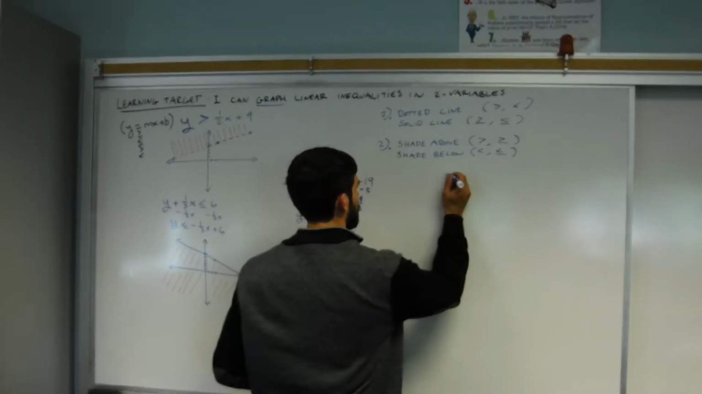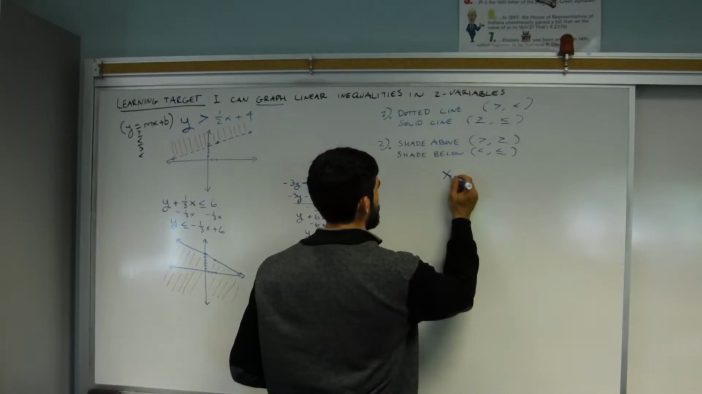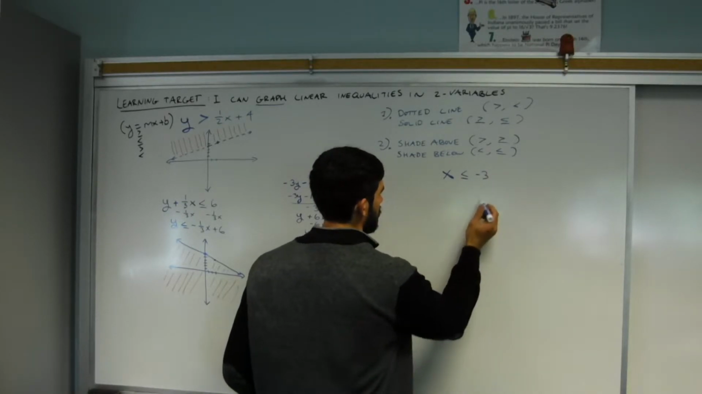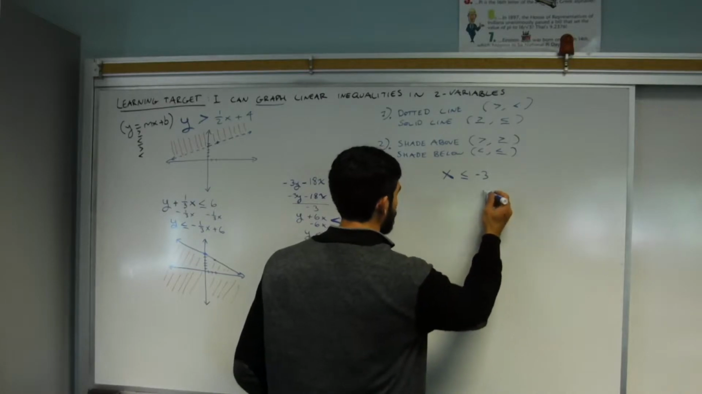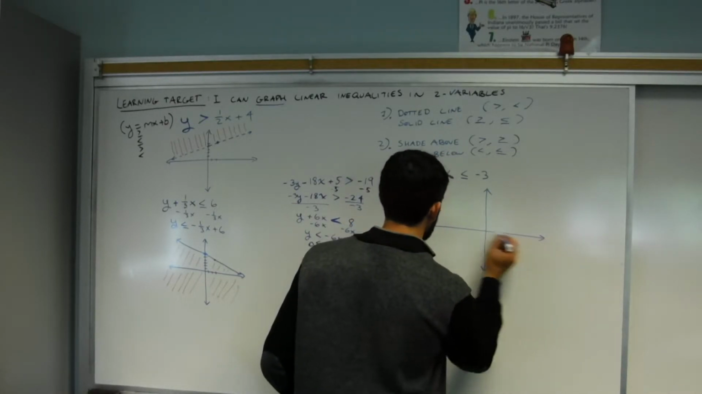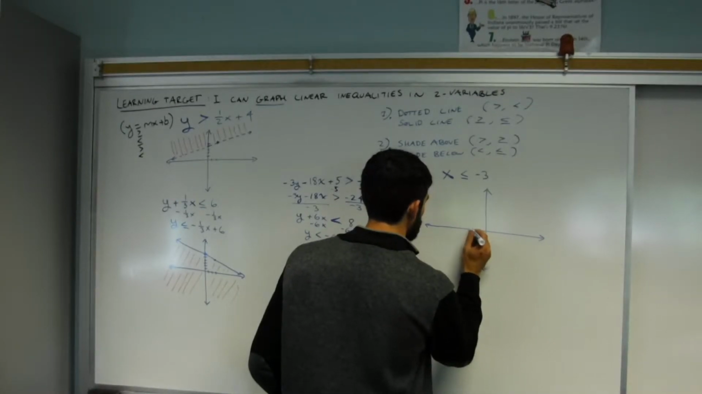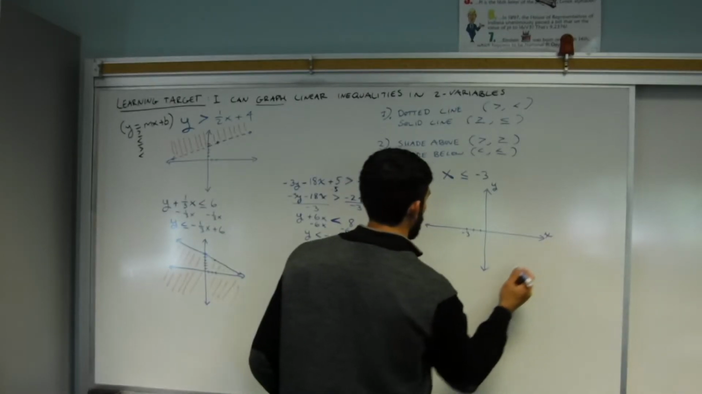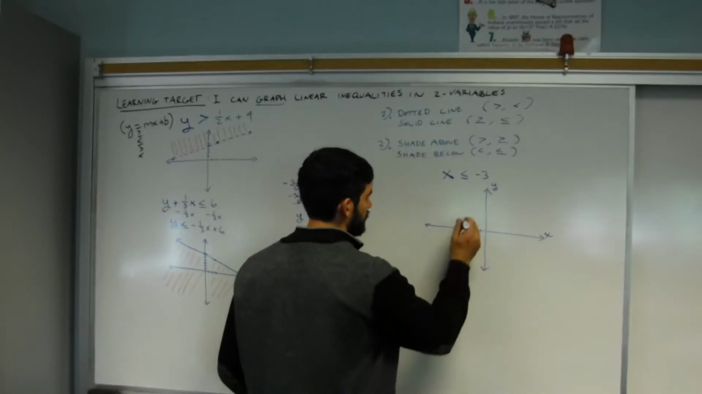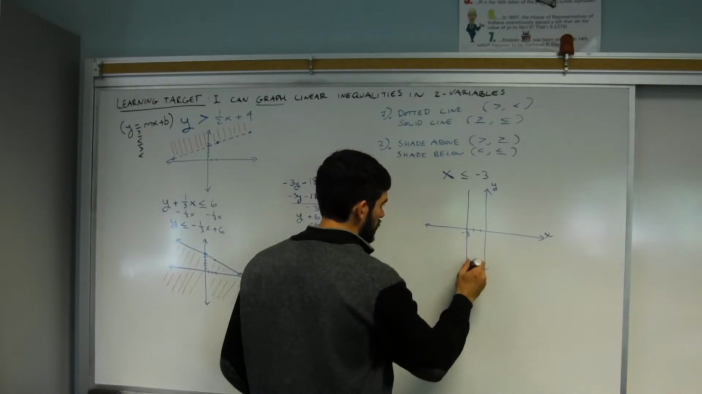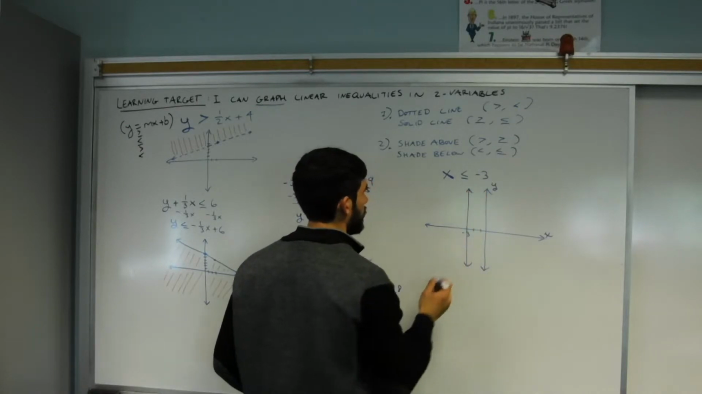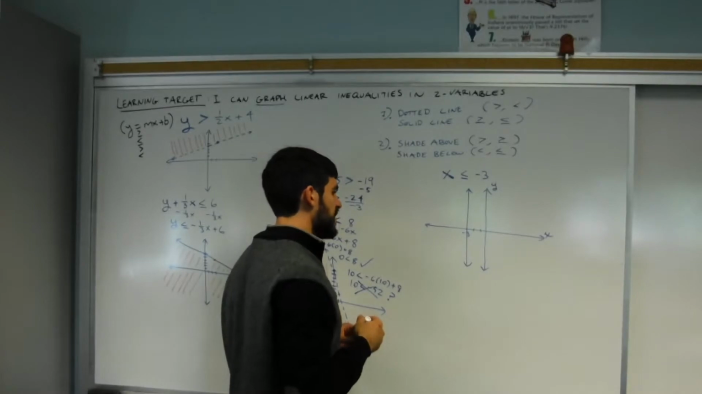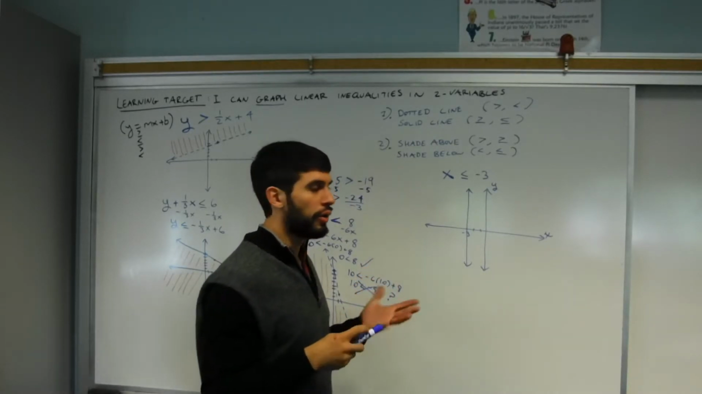So suppose we're given just x is less than or equal to negative 3. So if we were to graph x is equal to negative 3, that would be a vertical line. So it's going to look like this. Since it's less than or equal to, we'd have a solid line. In this case, there's no above or below.